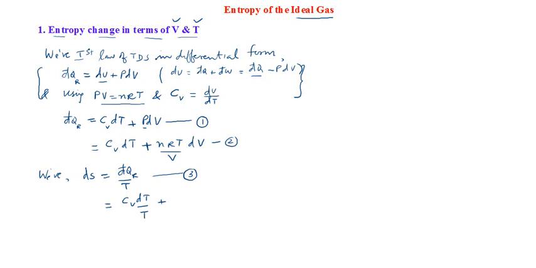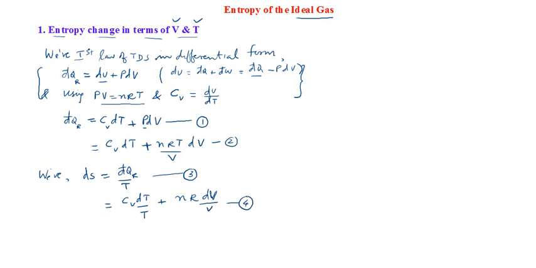Plus, what we will do is nR. When you divide by T here, the T will get cancelled. So what remains here is nR. Then let me rewrite it like this: dV by V, and the T and T have got cancelled, right? So that is nR dV by V. That is my equation number 4.